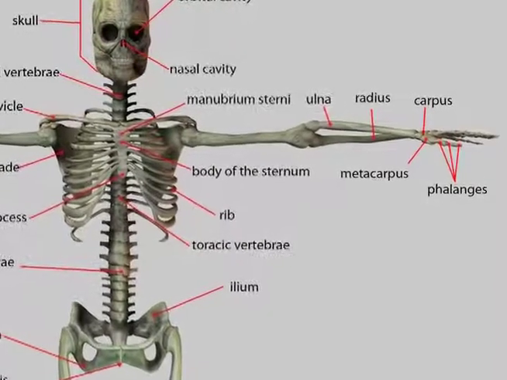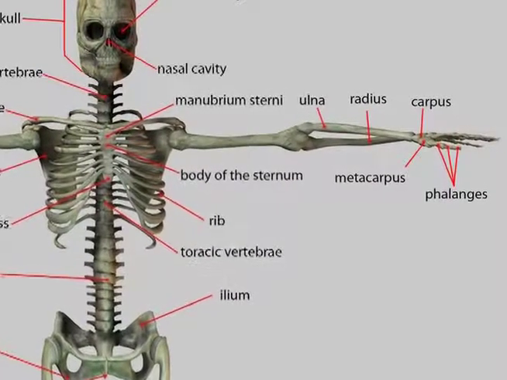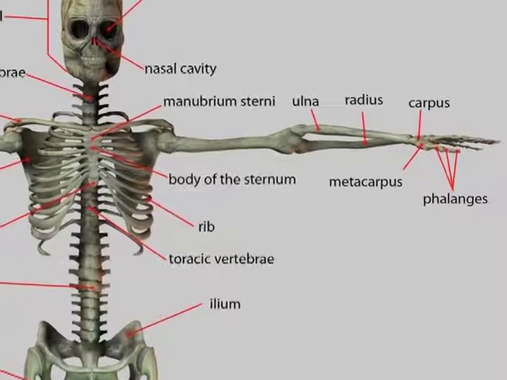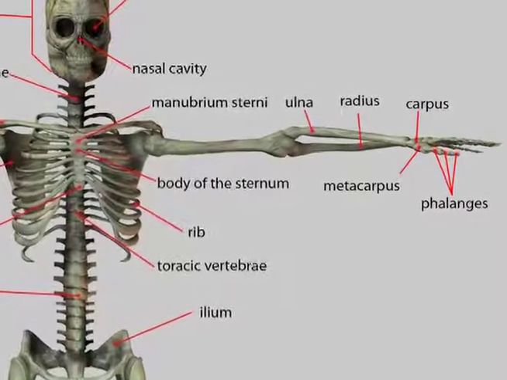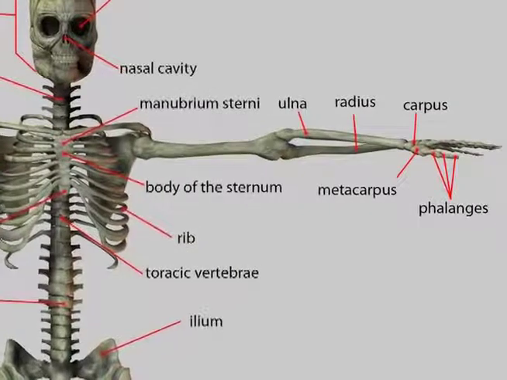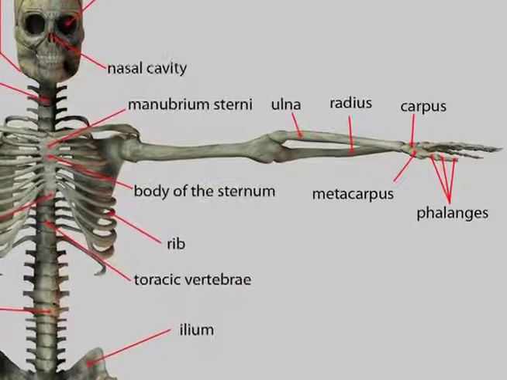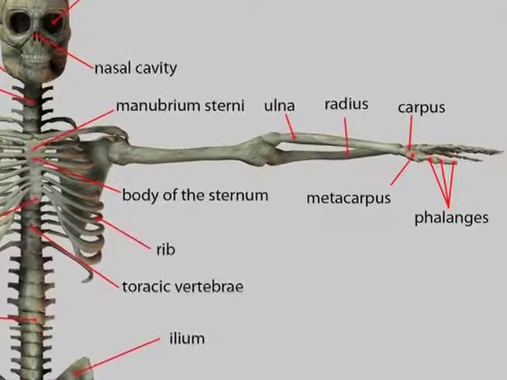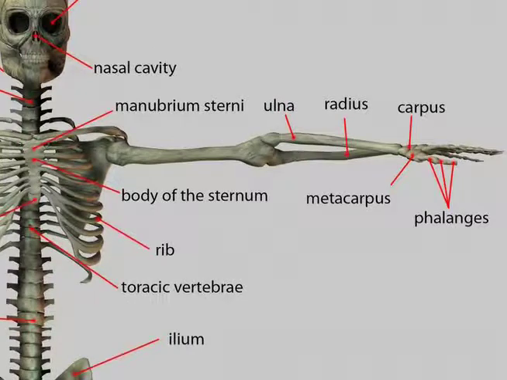The radius is the lateral bone of the forearm. The radius articulates superiorly with the humerus and forms the elbow joint along with the ulna. And at the lower side, it articulates with the scaphoid and lunate bones and forms the wrist joint.